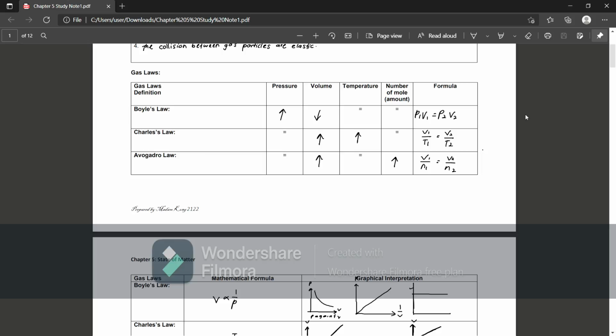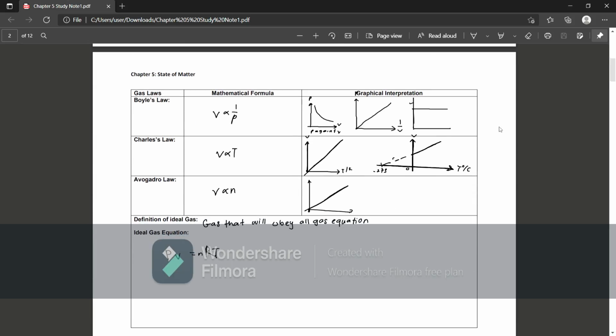Avogadro's law: the pressure is constant, the volume is increased, the number of moles is increased, and the temperature is constant. So the formula is V1 over N1 equals V2 over N2. So the mathematical formula for Boyle's law is V is proportional to 1 over P.